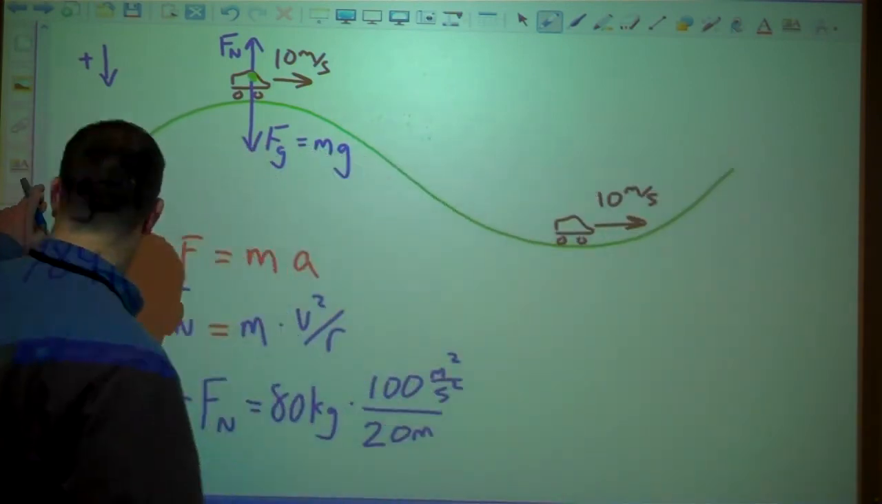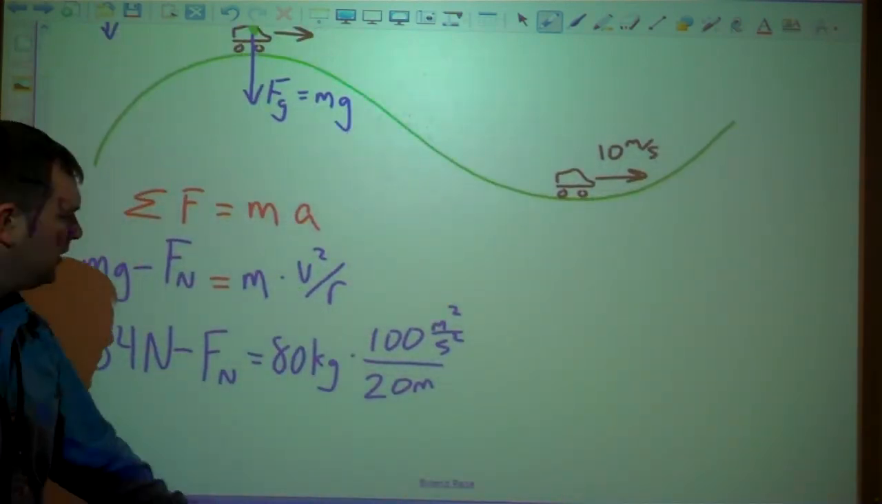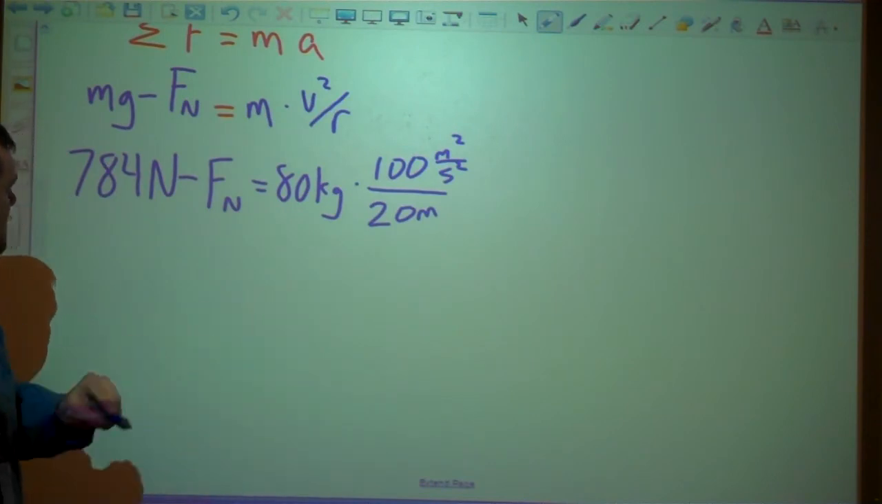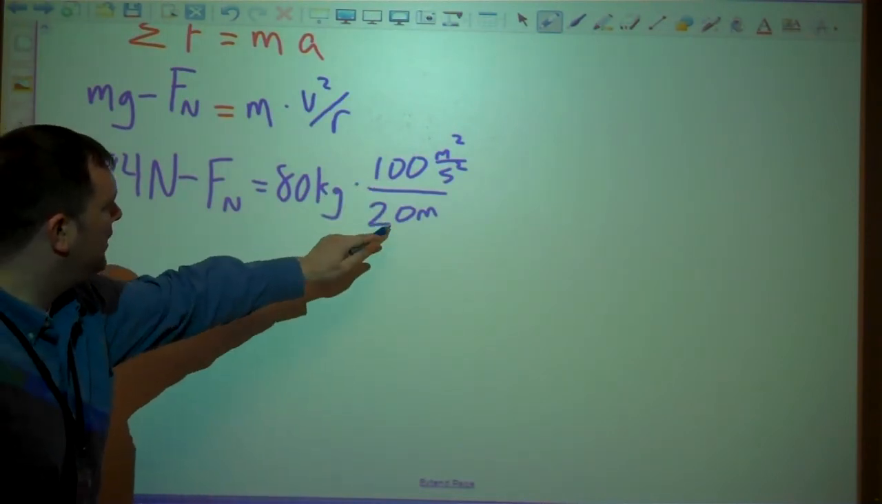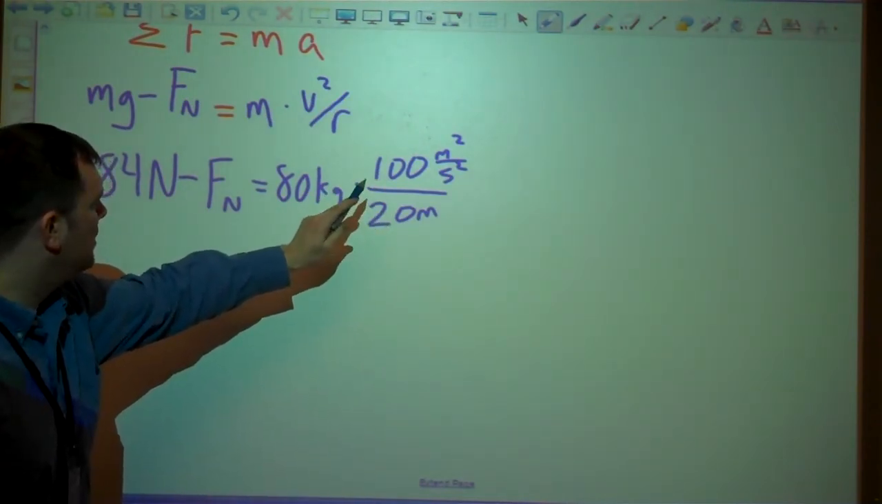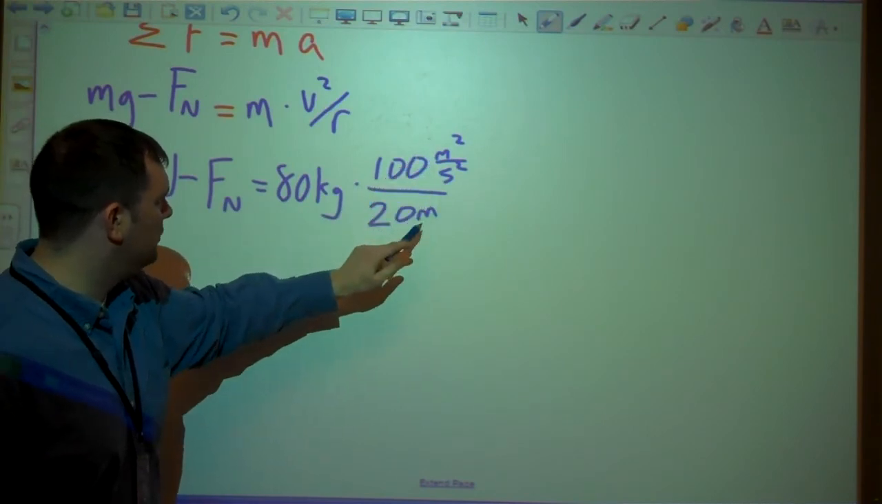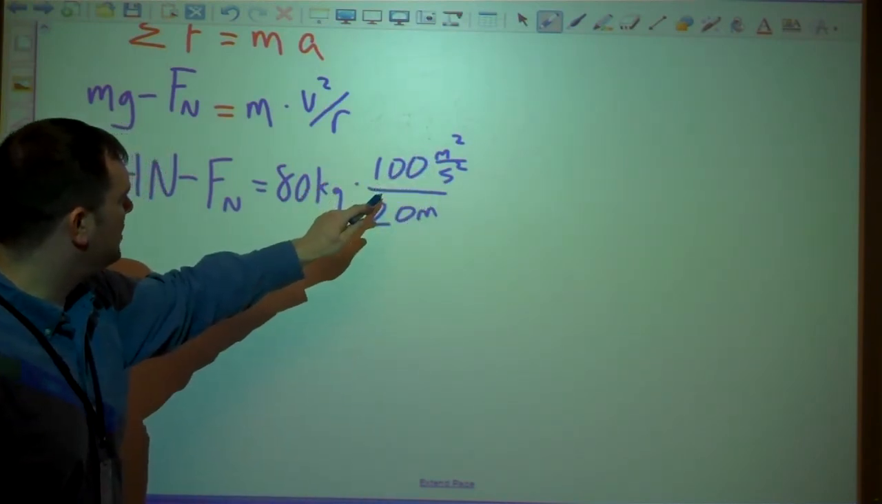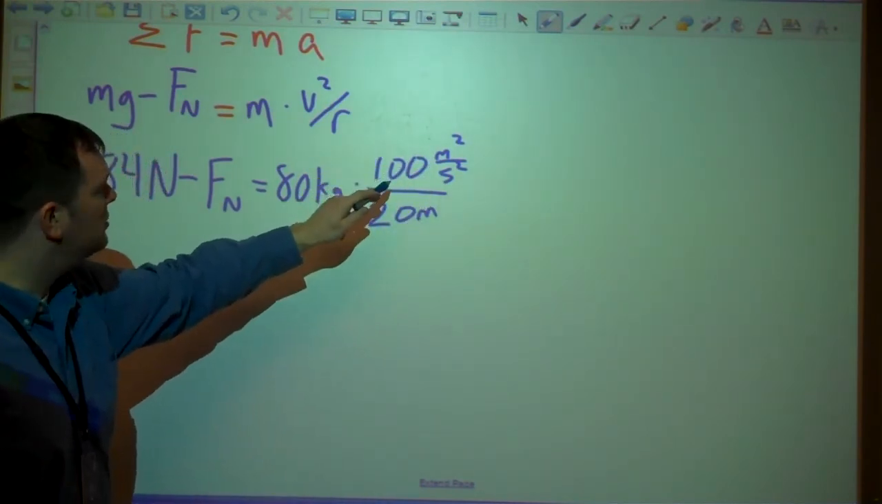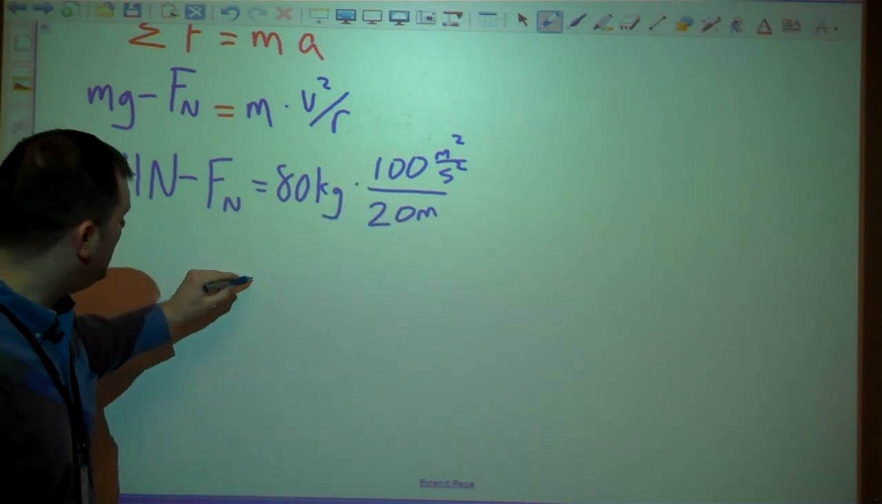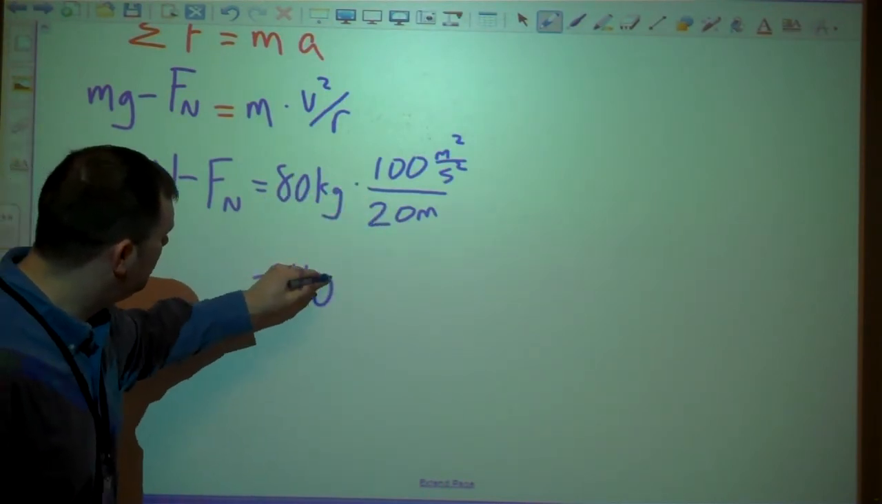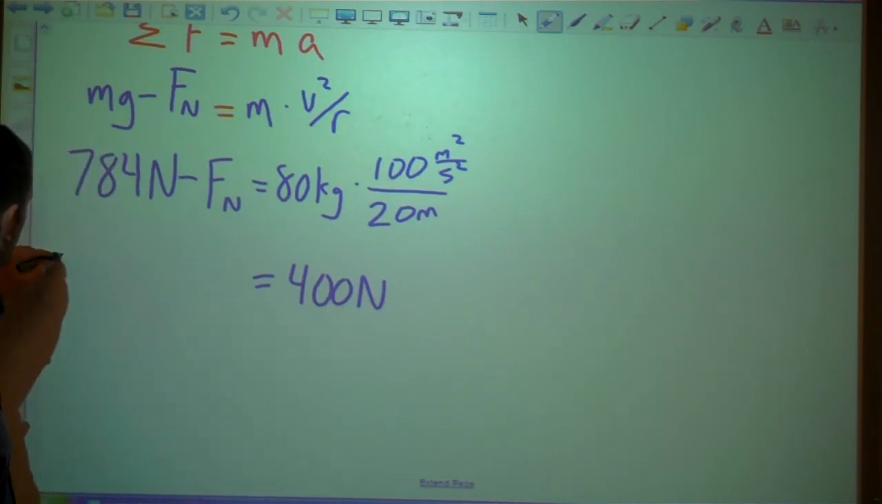Now, when I work this out, conveniently this is math I can even do in my head. 100 divided by 20 is 5, and that's going to be meters over second squared. 5 meters over second squared is the acceleration. 5 times 80 gives me 400 newtons.